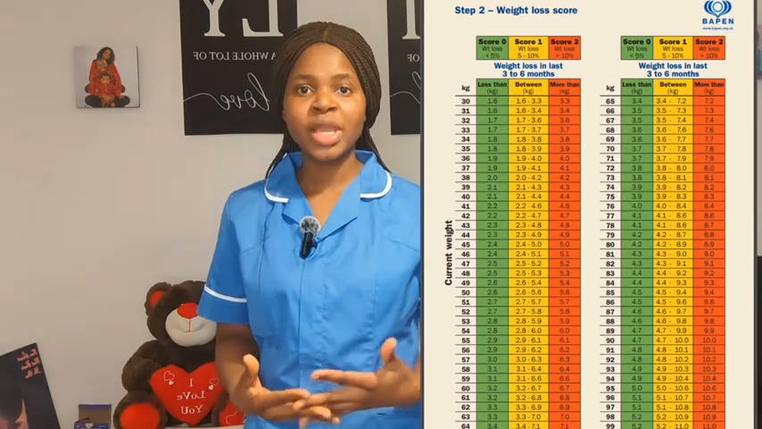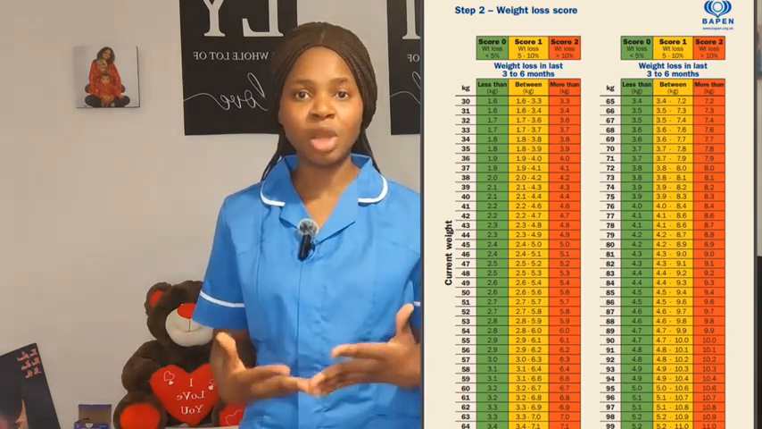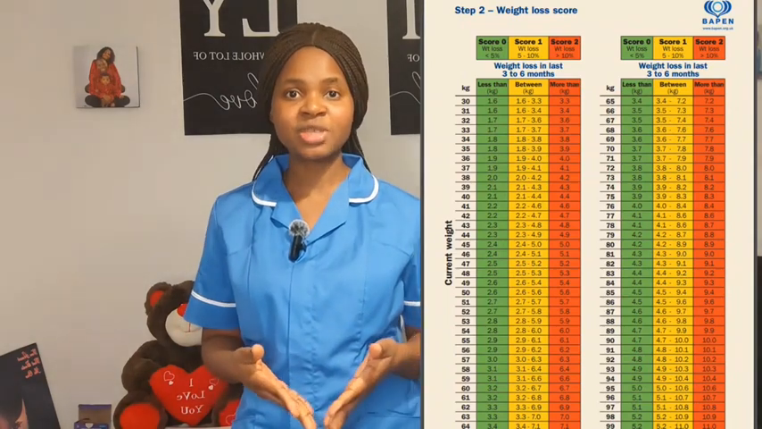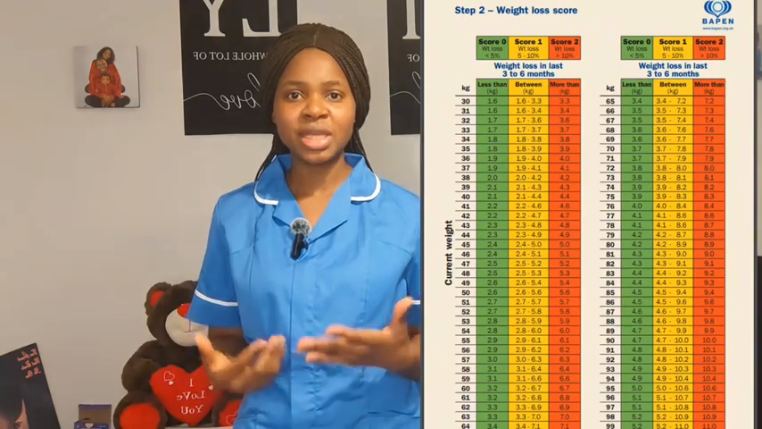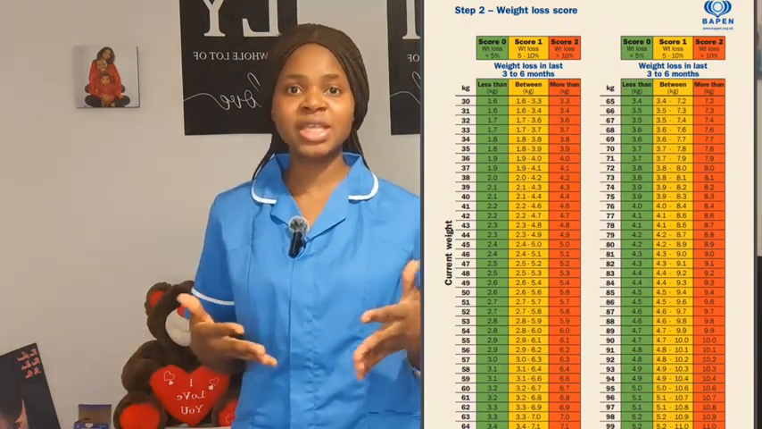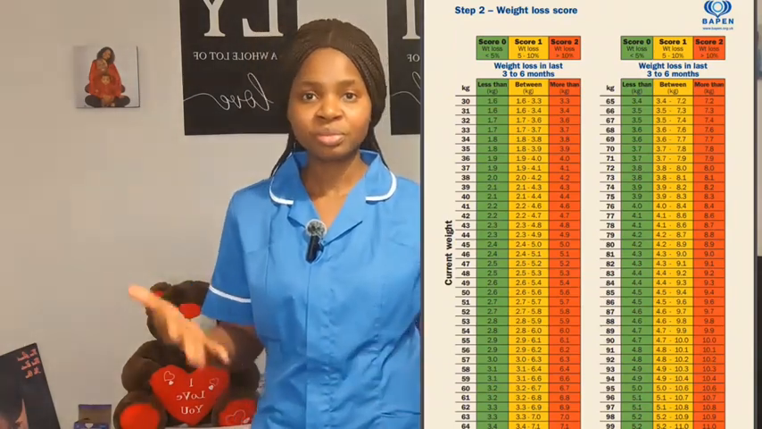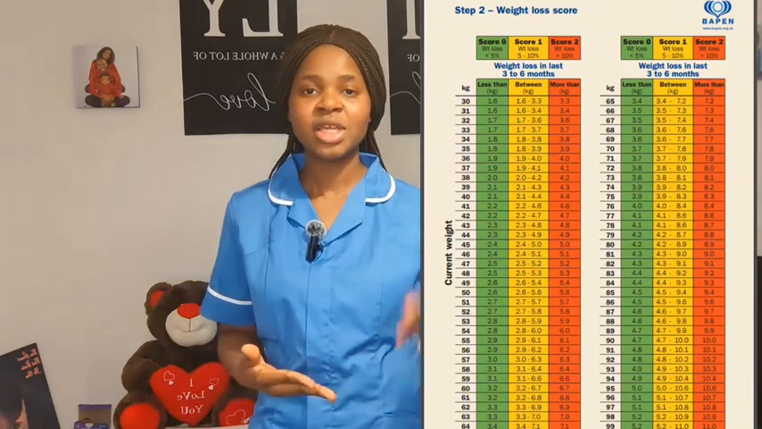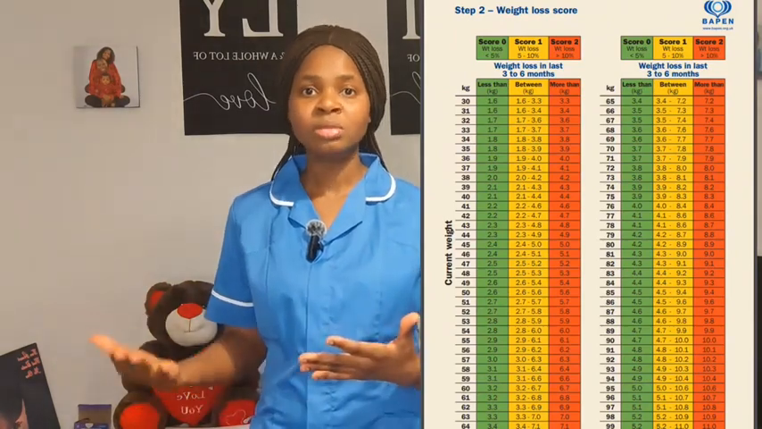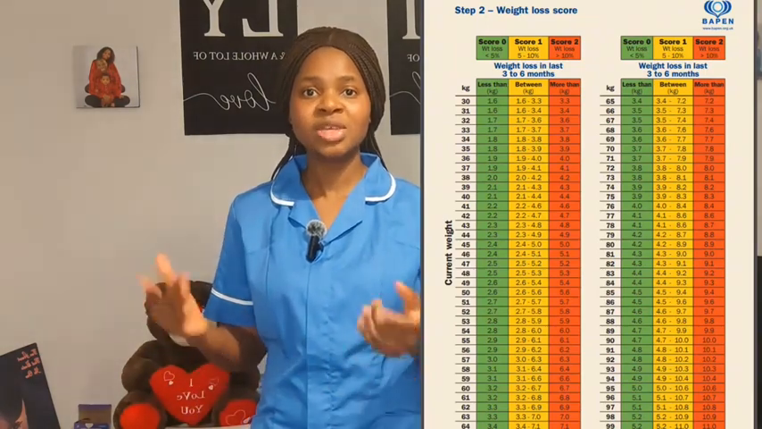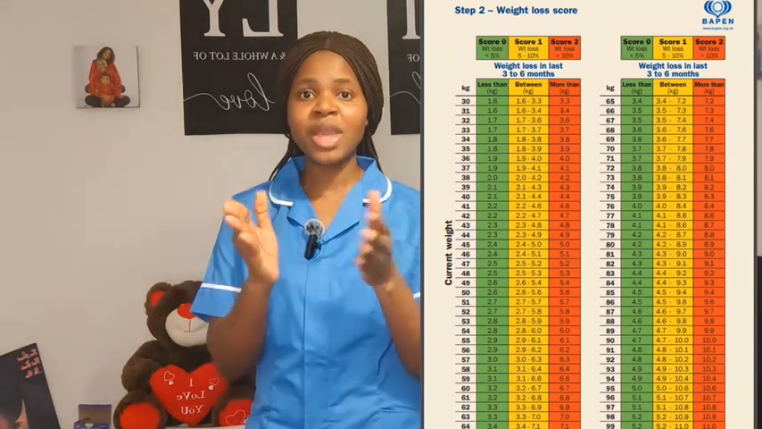For step 2, it is the amount of weight that was lost in 3 to 6 months prior to your time of assessment. How will you get this? If previously this patient had a weight of 72 and now the patient's weight is 65, you take 65 from 72. Whatever you are left with is what you will trace, the range that you got.